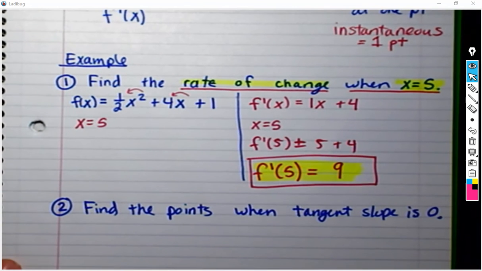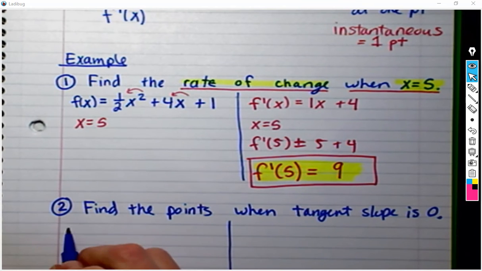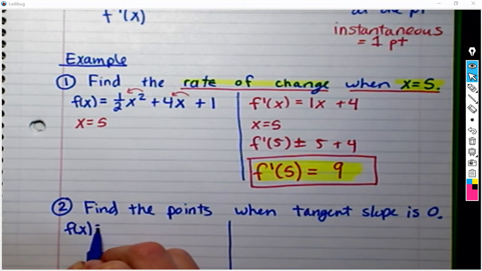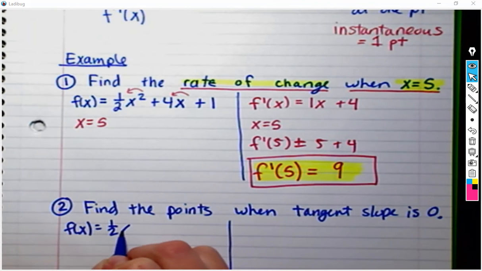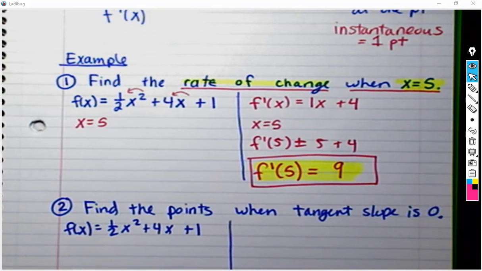Okay, there's your next question. 2 columns, f of x. We're actually going to use the same f of x this time. Fill in what you can.